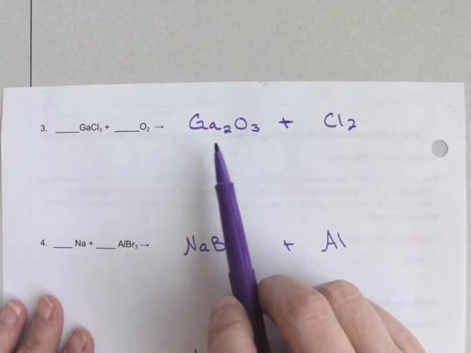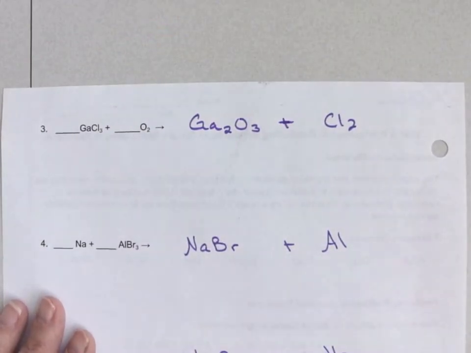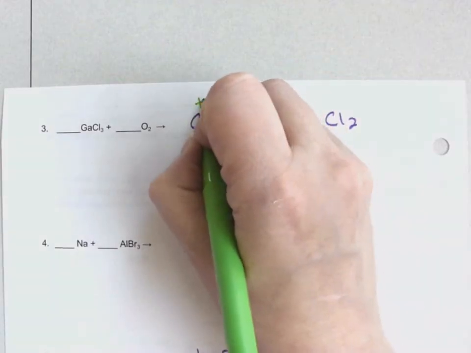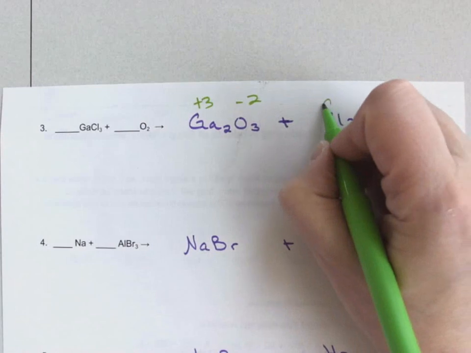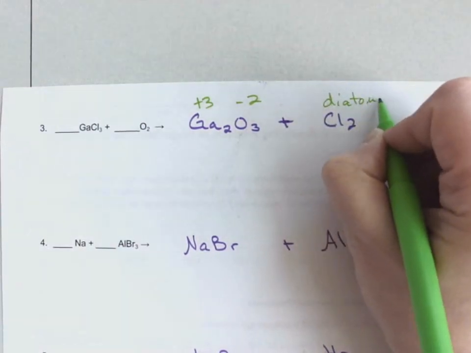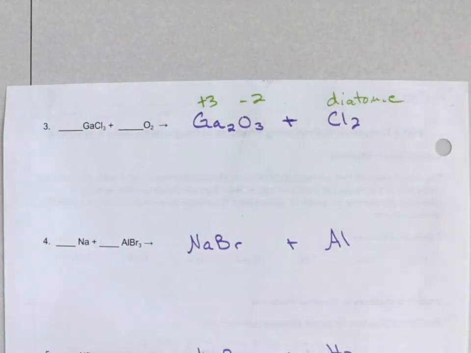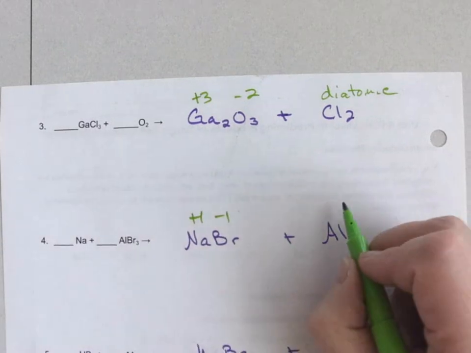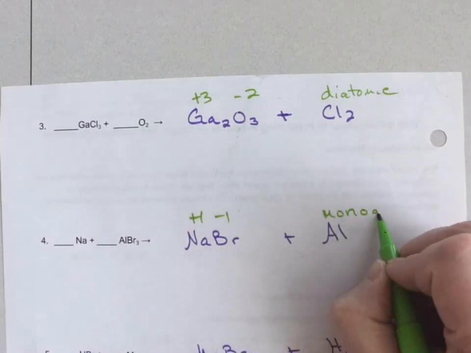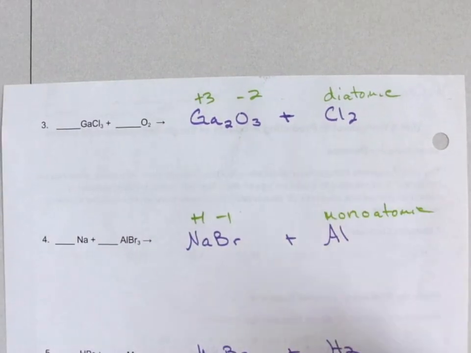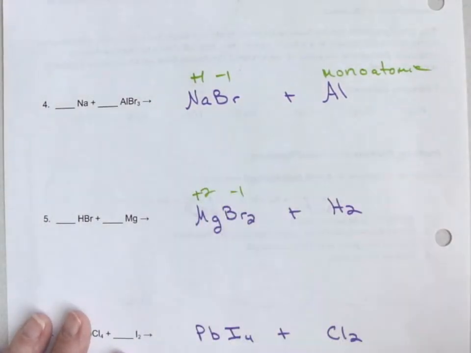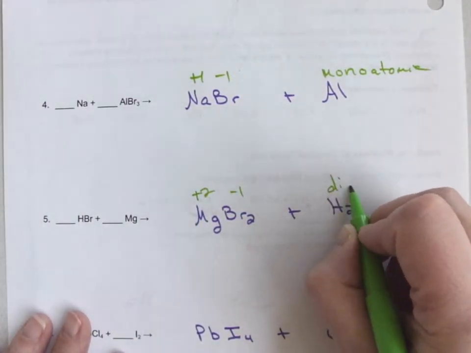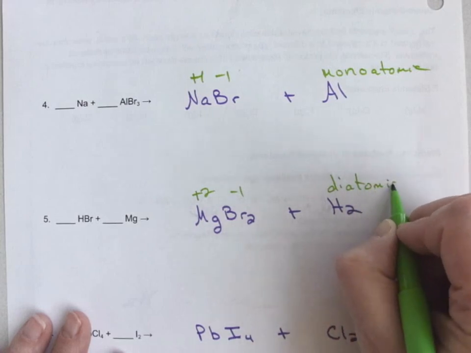On the back, Ga2O3. Let me put the charges. And remember, we're using the charges to figure out what the subscripts are. And then for the lone element, we look to see if it's diatomic or monatomic. Mg is +2, -1. The diatomics are the Hofbrinckel.